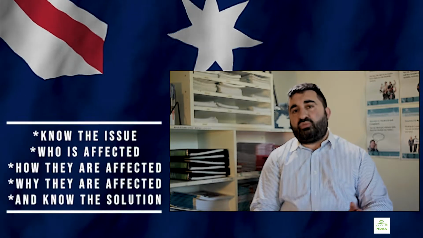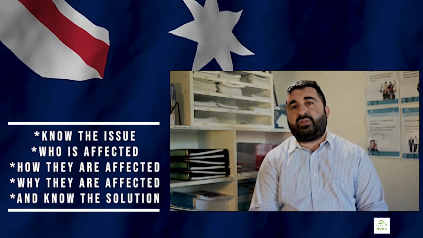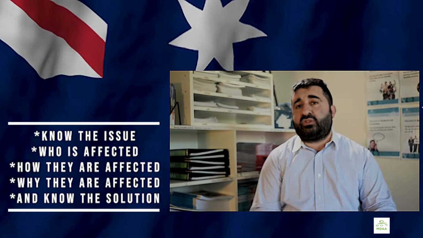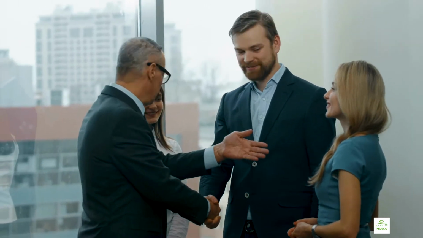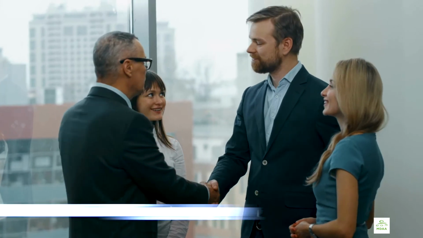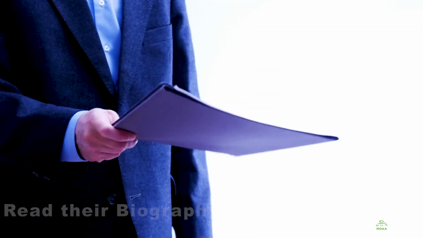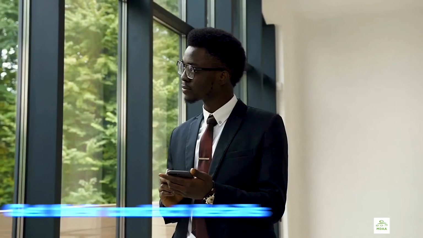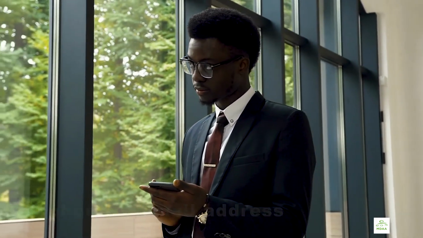Once you know the issue back to front, like the back of your hand, once you know who is affected, how they're affected, why they're affected, and you know what the solution is, the next stage is to find out who you have to talk to. It might be the head of a government department, it might be a minister, it might be your local member of parliament. But whoever it is, you need to find out who they are. You need to read their biography to understand everything you can about them. You need to get their office contact details, their telephone, their email address, and you need to call them.